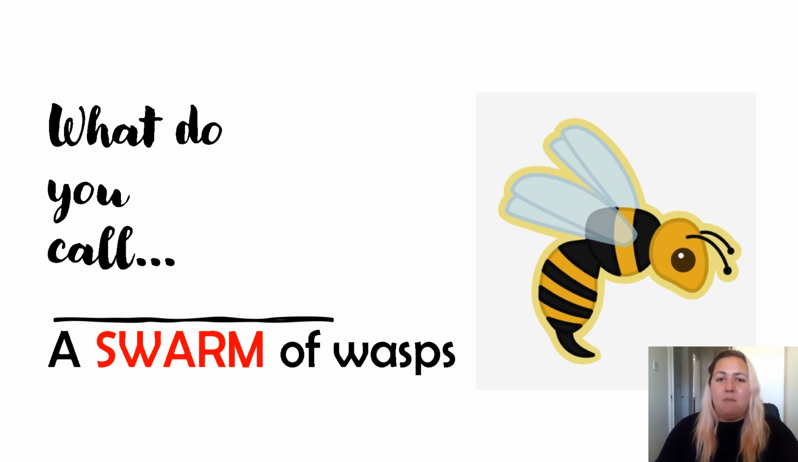For this one, I'm hoping that you never have to deal with one of these. It is a swarm of wasps. A swarm of wasps. Again, I think this one's quite common. I think this is one that we use quite often. A swarm of wasps. So well done if you got this one.